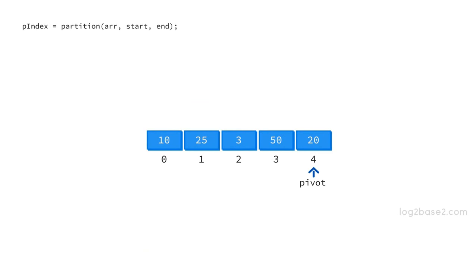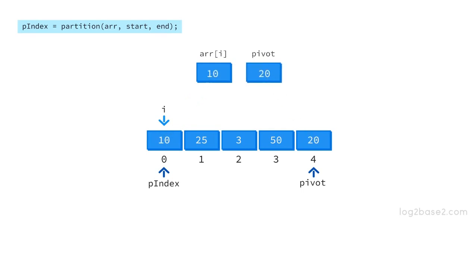It is very simple. Let us take two variables, the partition variable p-index and iterating variable I. Initialize both of them to the starting of the array. Here, starting index is 0, so initialize p-index and I to 0. Now check if ARR of I is less than pivot. That is, if 10 is less than 20. And if it is true, we have to swap elements at I and p-index. Both I and p-index point to the same element, so 10 will be swapped to its actual place. It will not make any changes in the array.